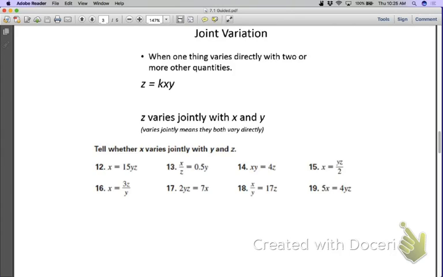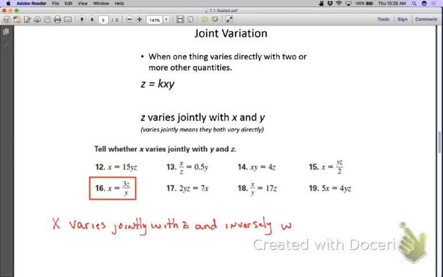Now, I will tell you, if you look at one like 16, as far as how this one would be written, it would say that X varies jointly with Z and inversely with Y. Whatever it talks about at the beginning, so X varies, that's going to be whatever's in front. Joint, now it's not really joint, I guess it just varies with Z because there's not anything with it. But X varies with Z and inversely with Y. Whenever it says that something is inversely, that just means it goes down in the denominator spot.